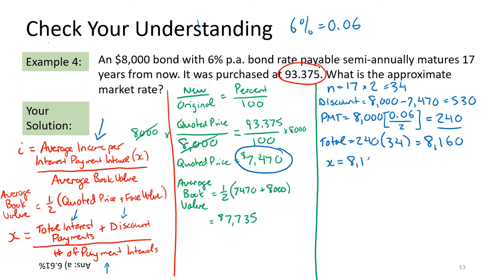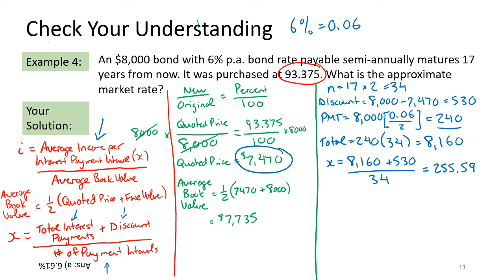So our value for X, the average income per interest payment interval, is equal to our total interest payments of $8,160, in this case plus our discount of $530, divided by 34 payments. If you calculate that out, you get $255.59. Now we can solve for our periodic interest rate, because we know both the numerator and the denominator.